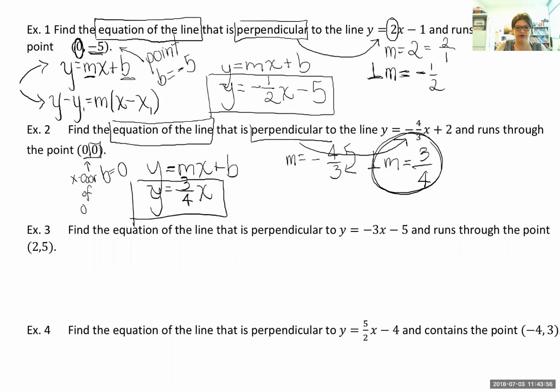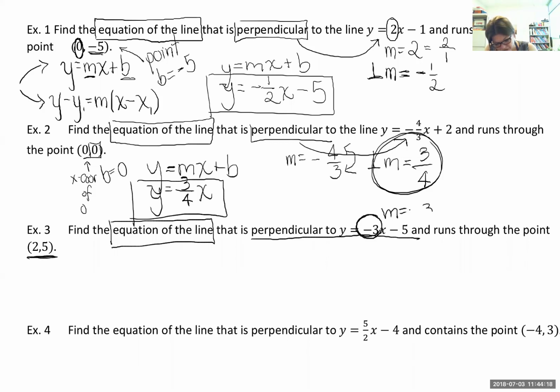Let's do another one here. Find the equation of the line that is perpendicular to that line and runs through the point (2, 5). Okay, so I've been told to find the equation of the line, and once again, I can see my slope. Since this line has a slope of -3, my perpendicular line will have a slope that's opposite sign, so positive, and reciprocal. So if it doesn't look like a fraction, throw it over 1 so you can flip it upside down on its head. My guy will have a slope of 1/3.